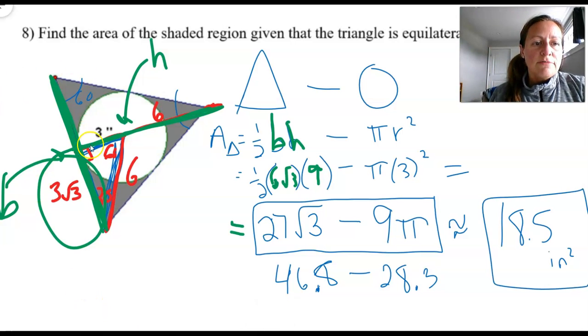So this is a shaded region that's a composite of 2 figures. We're starting with the outer one and subtracting away the inner one. And once again, we used a lot of 30, 60, 90 triangle ideas here just to do some problem solving and figure out the parts that we needed to plug into the formula.